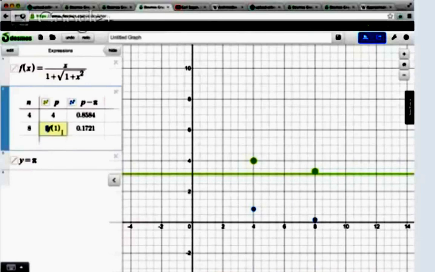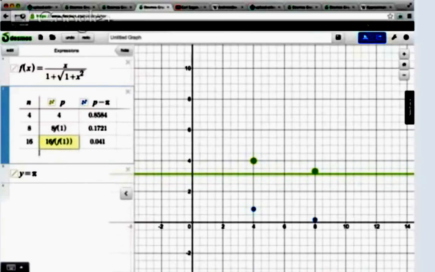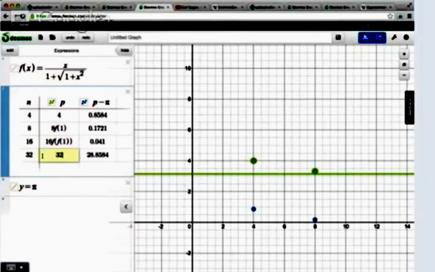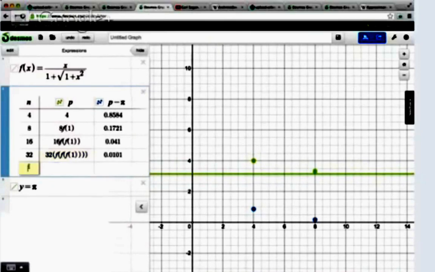Yeah, this is good. Yeah, great. So now we see that we have a better approximation for pi. And we can make a 16-gon that approximates pi as 16 times f of 1. And now we're doing even better. So we can just repeat this process for as many times as we want. And every time we repeat it, we have an even better approximation of pi.